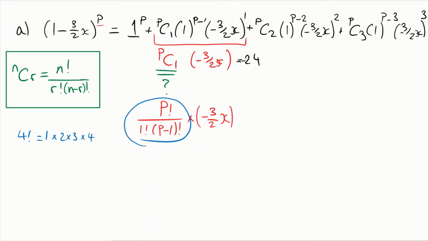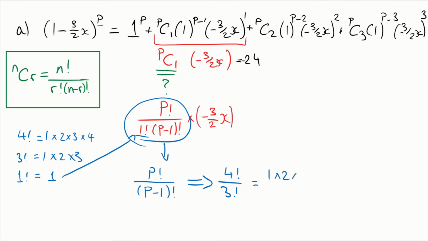Let's give a very similar example. Let's say we want to divide 4 factorial by 3 factorial. When we write that out, that's actually the same as 1 times 2 times 3 times 4 divided by 1 times 2 times 3. As you can see, we can just cancel out the 1 times 2 times 3 in the numerator and denominator. So now we're just left with 4. Similarly, p factorial over (p minus 1) factorial will simplify to just p.